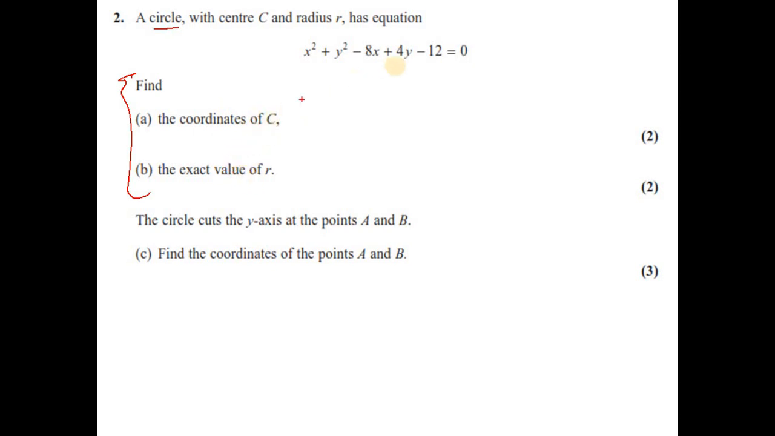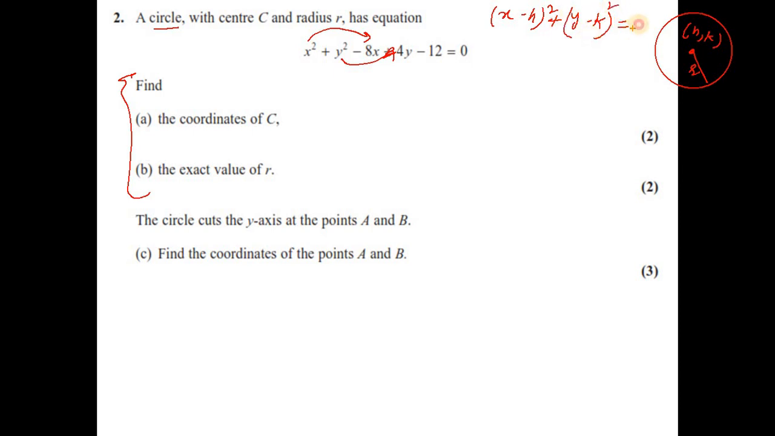So the idea is you need to transform this equation into the standard form of the circle. If you have a circle like this, where the center is h and k, and the radius is r, then for this type of circle you have a standard equation: x minus h whole square plus y minus k whole square is equal to r square.